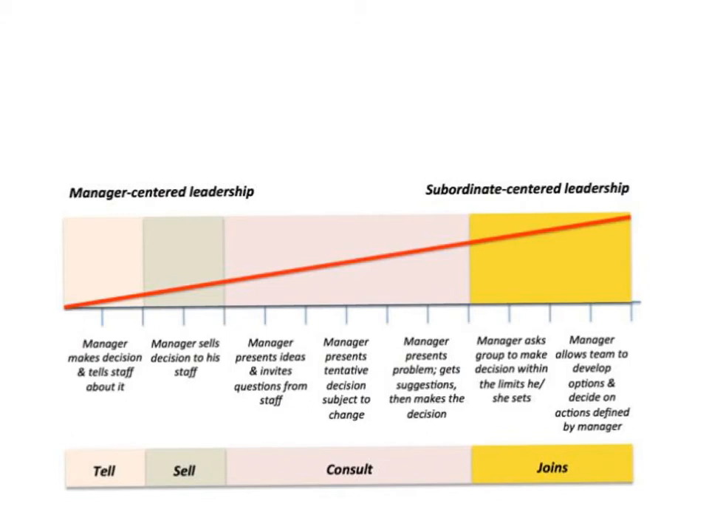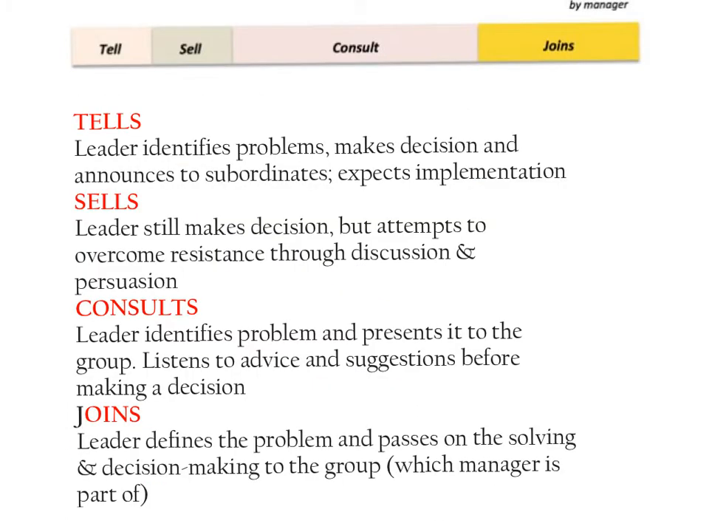Now, before we look at the manager actions, as we can see at the bottom of the scale, we need to look at these 4 different elements: tell, sell, consult, and joins. What these 4 do, they create categories of leadership actions. So if we look at tells, the leader identifies problems, makes decisions, and announces to subordinates. They expect implementation. The leader sells, so the leader still makes decisions but attempts to overcome resistance through discussion and persuasion. If you think about consults, the leader identifies problems and presents it to the group, listens to advice and suggestions before making a decision.